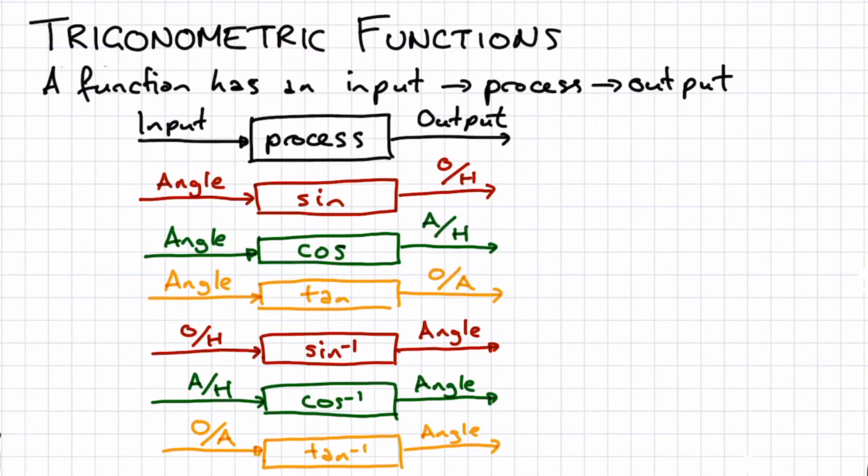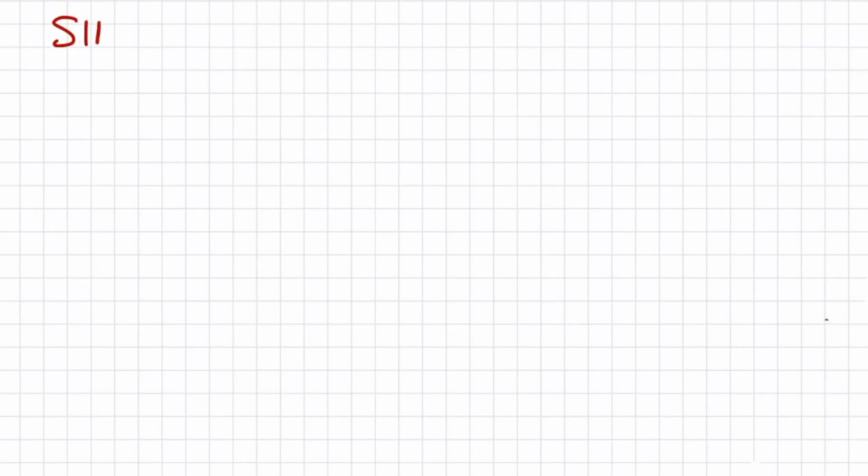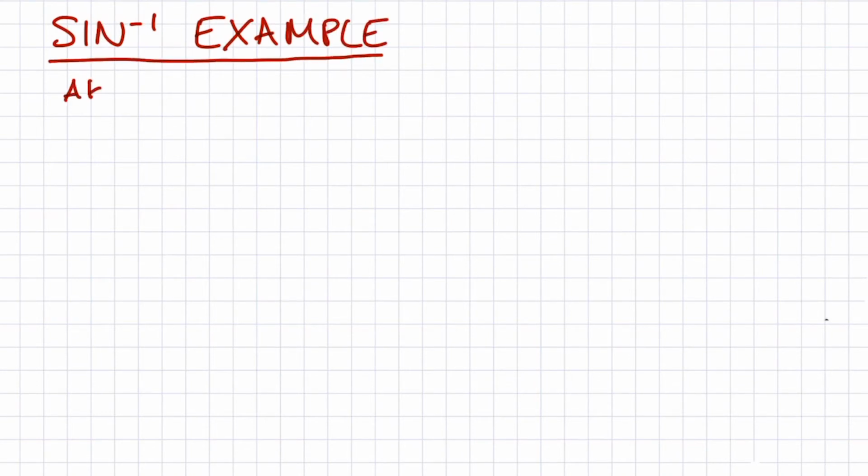Okay, now these here are known as the inverse operations. So it's like when we square something, the opposite is to square root it. In this case, if we sine something, the opposite operation is to inverse sine something, like sine minus 1. Okay, now let's go through a worked example of a sine minus 1 function. And this is how we can find unknown angles. Now sine minus 1 is also called arcsin. That's another name for it. Cos minus 1 is arccos, and tan minus 1 is similarly arctan.